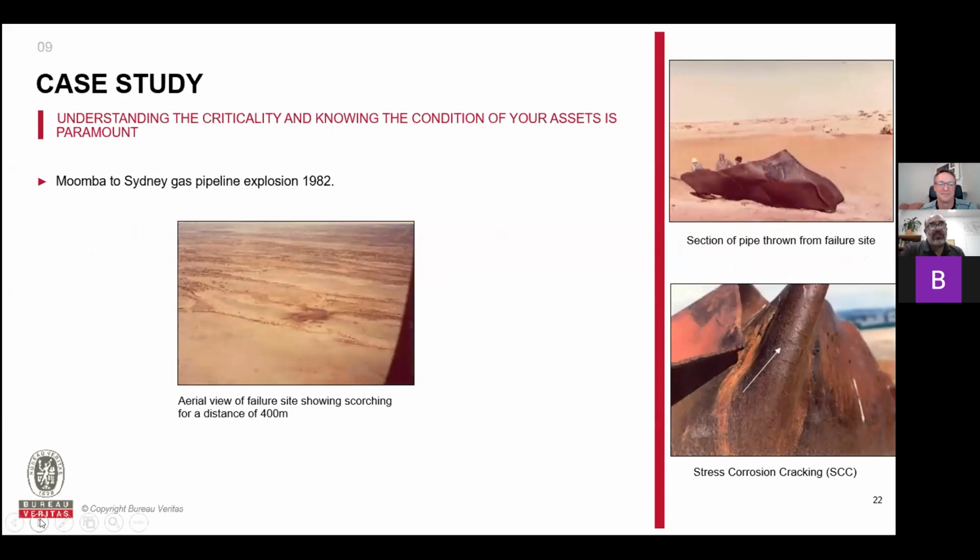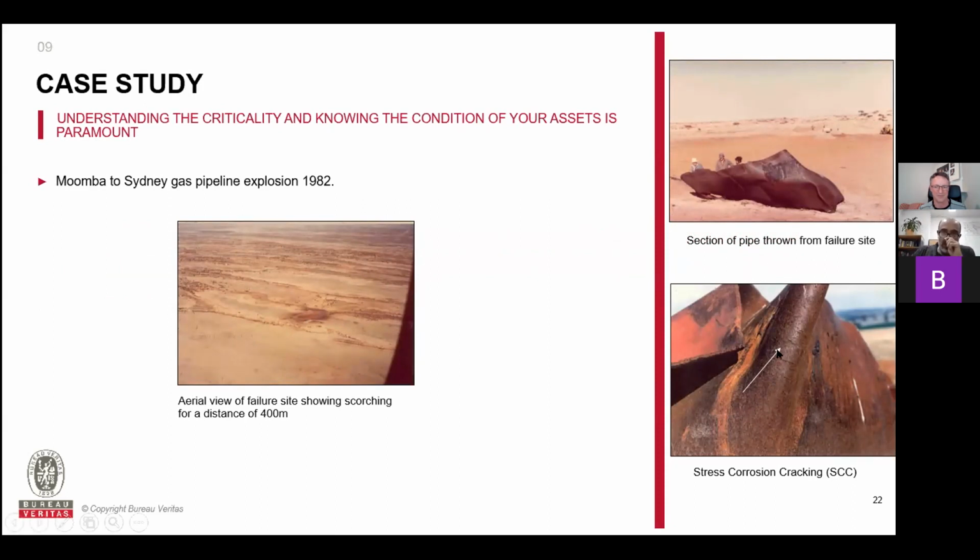And this is the Moomba to Sydney gas pipeline explosion. It happened in 1982. We were involved in that. Well, I wasn't. I think I was still in high school. But the company CCI Pope, or CW Pope at the time, before they were acquired by Bureau Veritas, was involved. And that's the aerial view of the failure site. I think pieces were found, I don't know how many kilometres away from the actual explosion site. That's one of the pieces that were thrown.